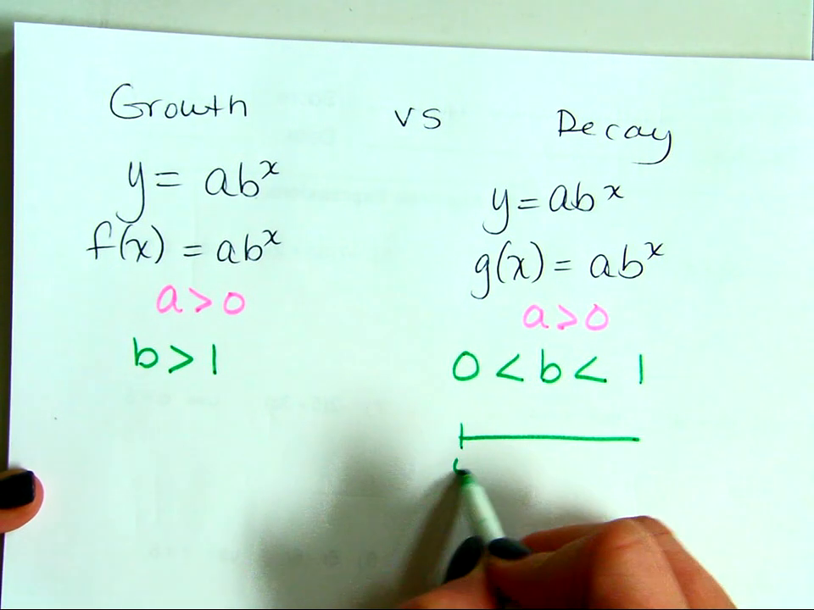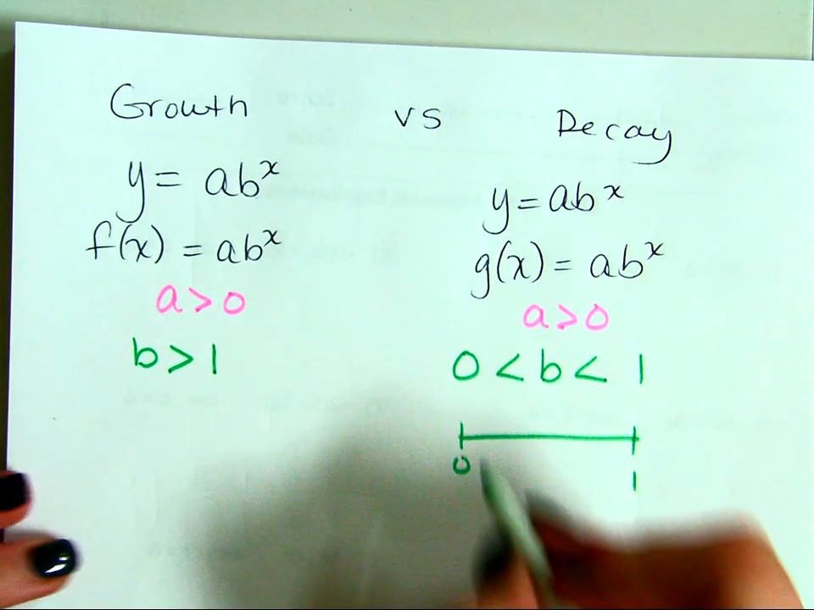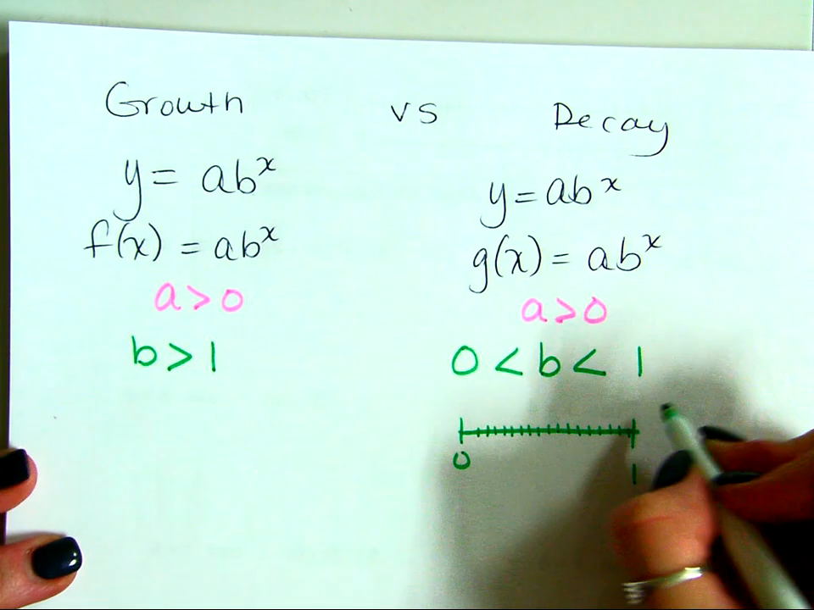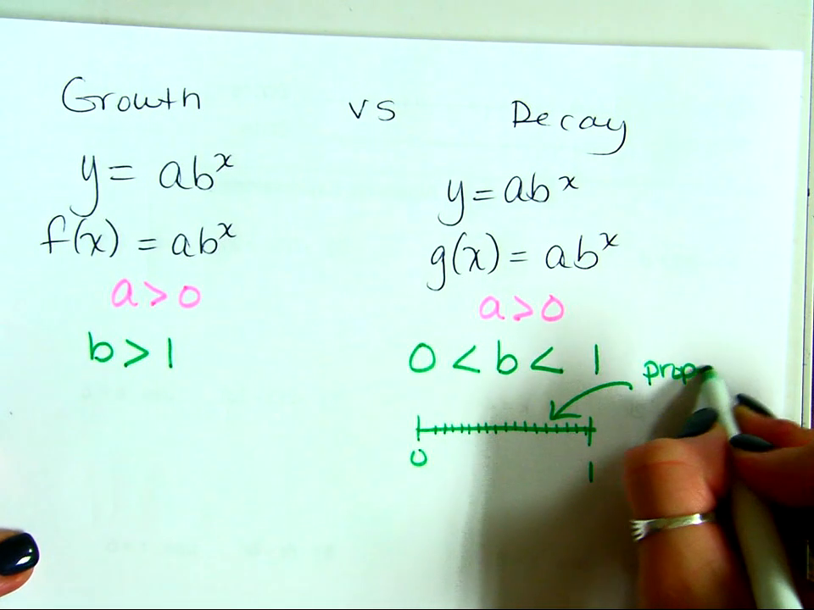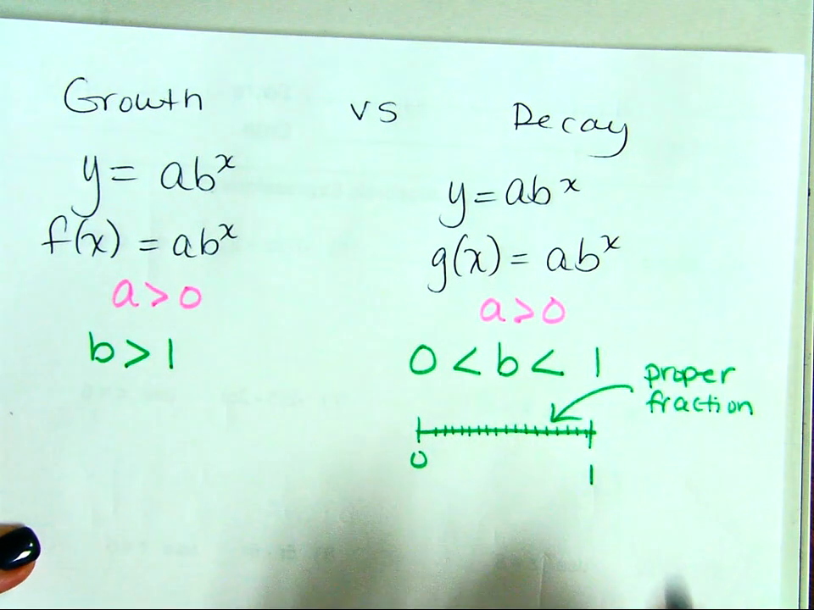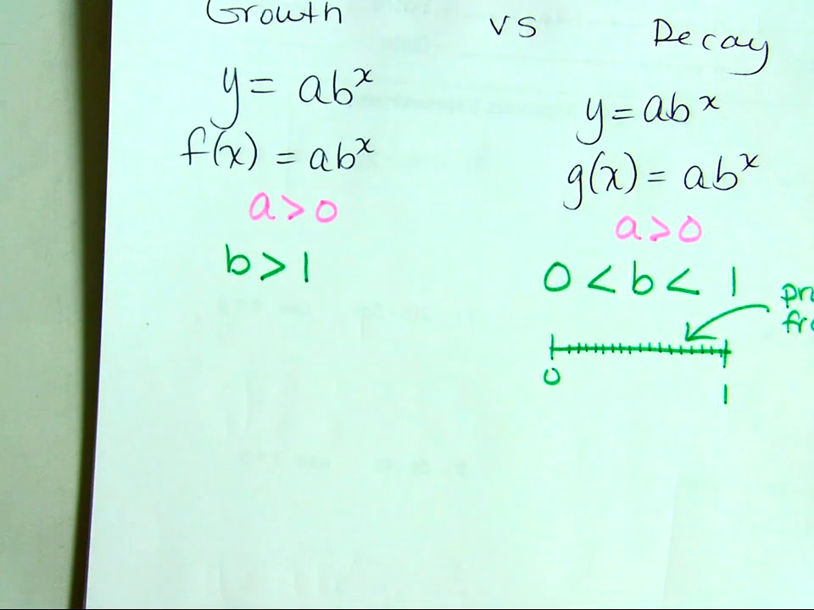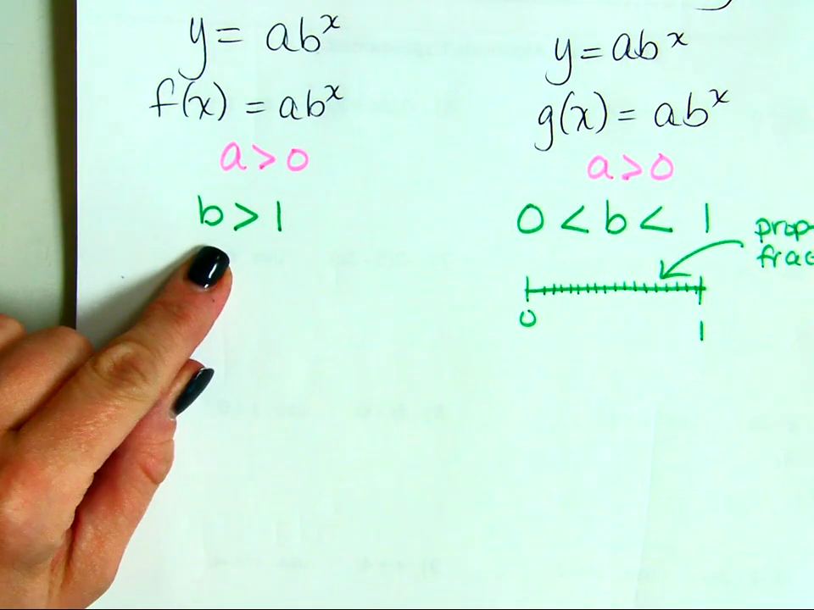So basically what I mean when I write this is a proper fraction. I'm talking about all those numbers in between. So basically I'm talking about b can be a proper positive fraction. Okay, we're going to spend some more time on this on our next video. So for right now, let's just talk about exponential growth. Growth meaning that the b, the base, is greater than 1.